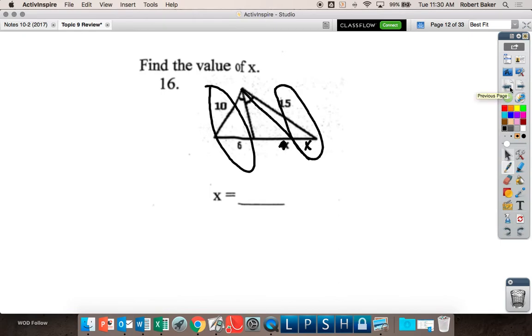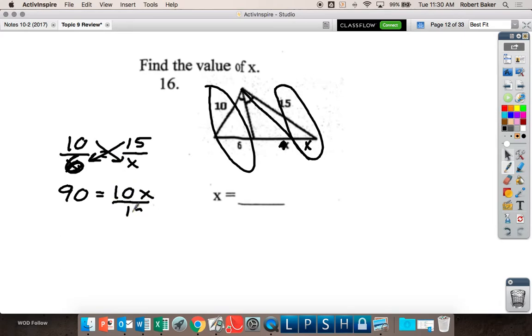So when you did the equation, how did you get 90? I'll do it again. We got 10 over 6 equals 15 over x. 15 times 6 is 90. Mental math, I guess I should say. My math is just faster than your calculator.